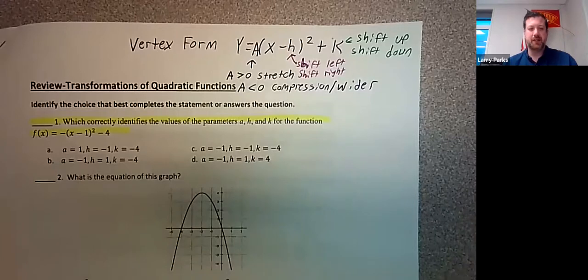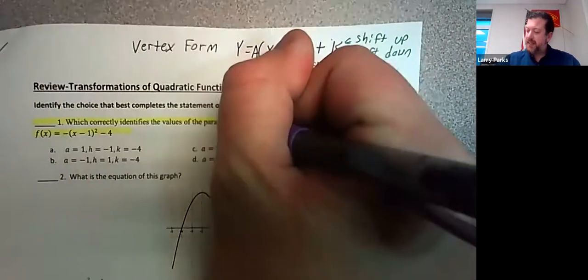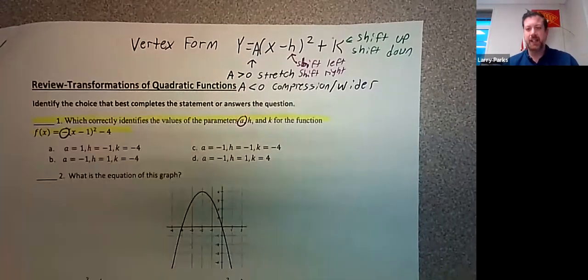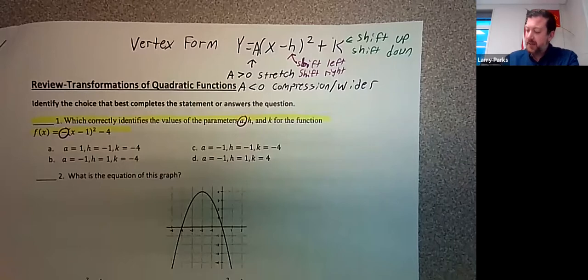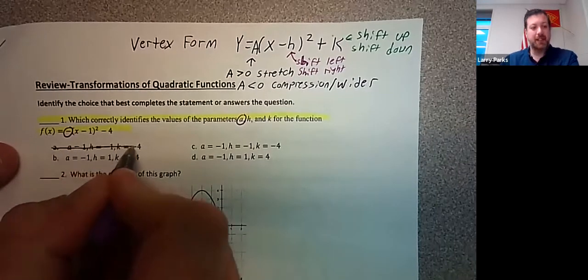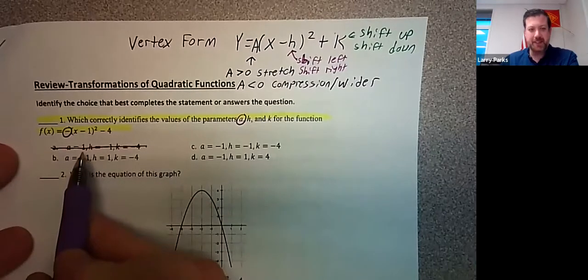So, which correctly identifies the values of the parameters A, H, and K for this function? When I look at this, A is the number out front, so I would say A is -1. When I'm taking a multiple choice test, I like to cross off the ones I know it can't be. I crossed that off because it said A is +1.